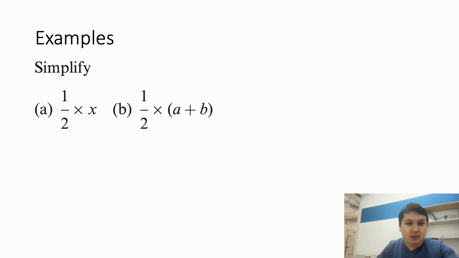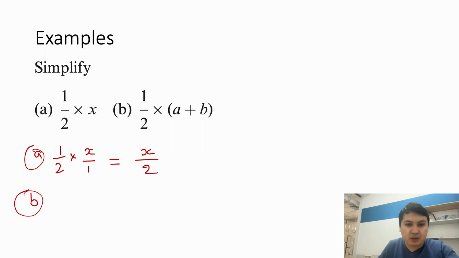Okay. Now, more examples. So, simplify 1 over 2 times x. Well, what is 1 over 2 times x? Well, 1 over 2 is a fraction, an algebraic expression. How about this x in here? Well, I can write it as x divided by 1, right? Always. So then we see that 1 times x, so here I have an x. Here I have 2 times 1 is 2.